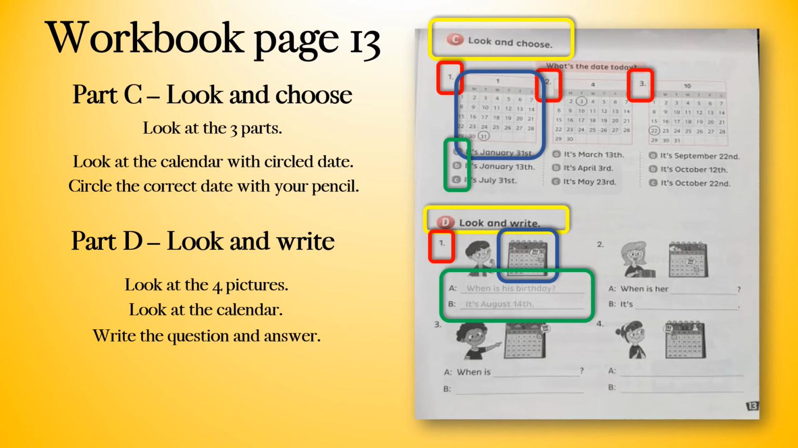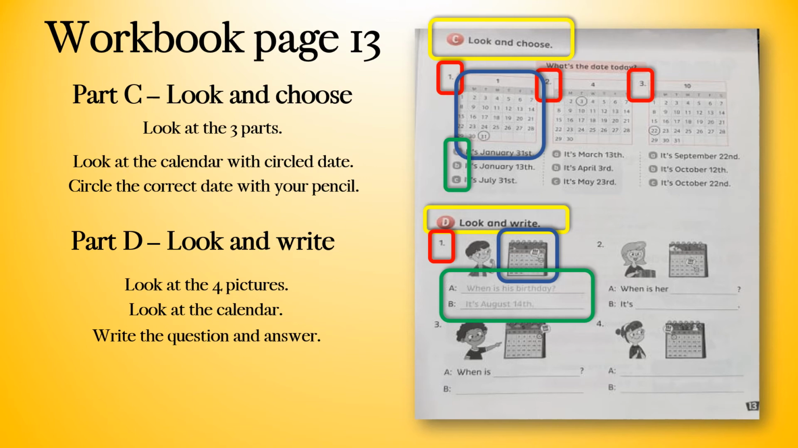So we look at the calendar in the blue box and we can see that the number is 8 at the top. What month is the 8th month? It's August. And then we look at the numbers in the calendar. What day is circled? It's the number 14. So the answer is, it's August 14th. When is his birthday? It's August 14th.